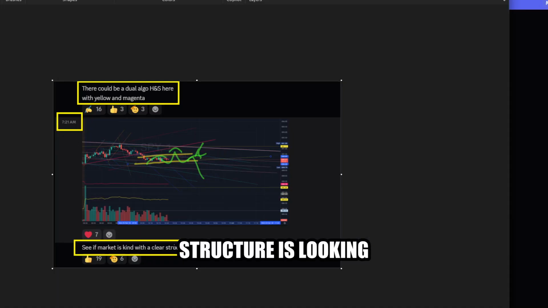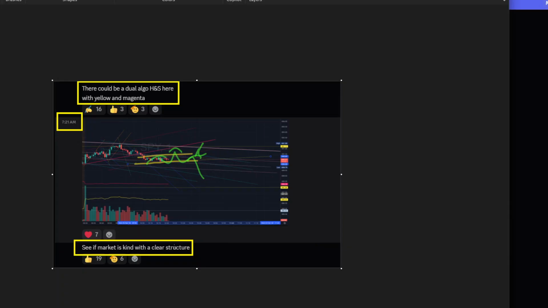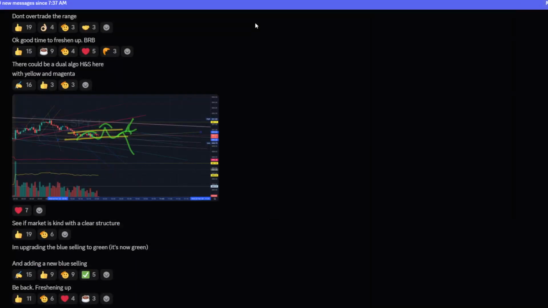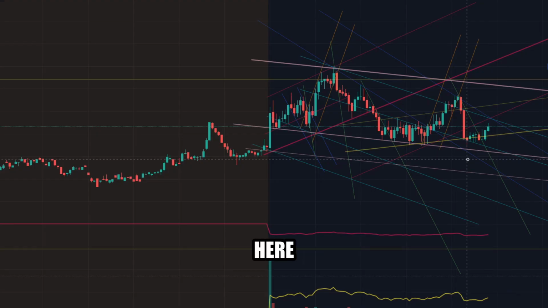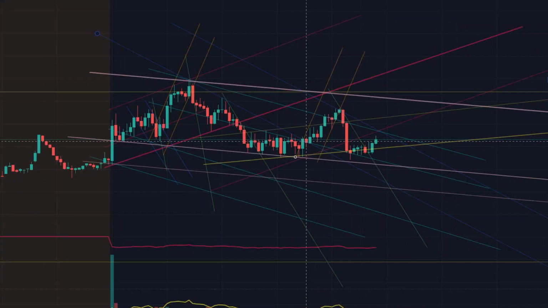Structure is looking for the patterns, be it a head and shoulder, a cup and handle. That is what's referred to as structure. We're looking for structure to form. This is 7:21. Now I'm going to go live to the charts and I'm going to show you how this played out. Absolutely beautiful. 7:21 is right here in this area.